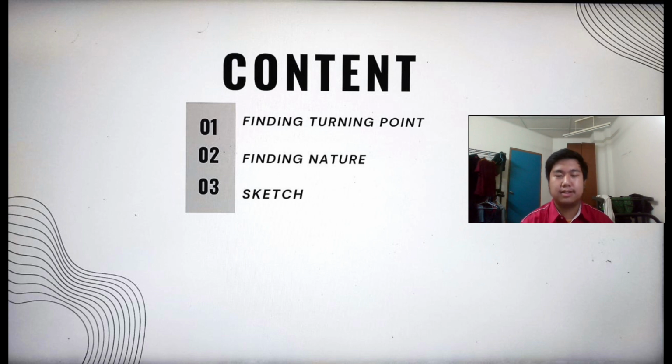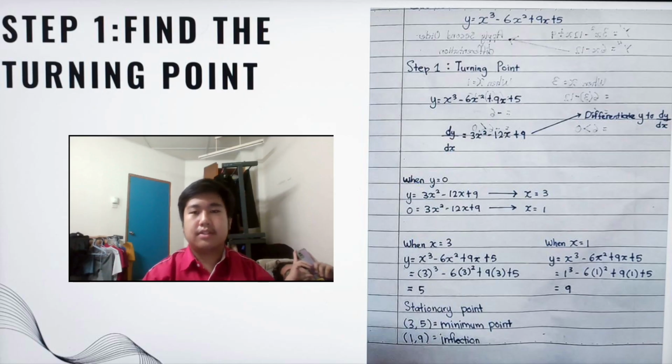In this presentation, we are going to solve one question that we chose in class using a three-step method, which is turning point, nature, and sketch. The question that we chose is question 8, where the equation is y equals x power of 3 minus 6x square plus 9x plus 5. First of all, we are going to do step 1, which is the turning point.